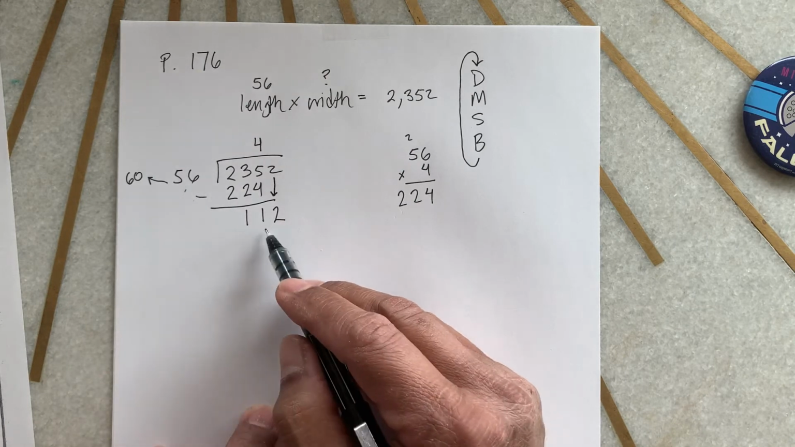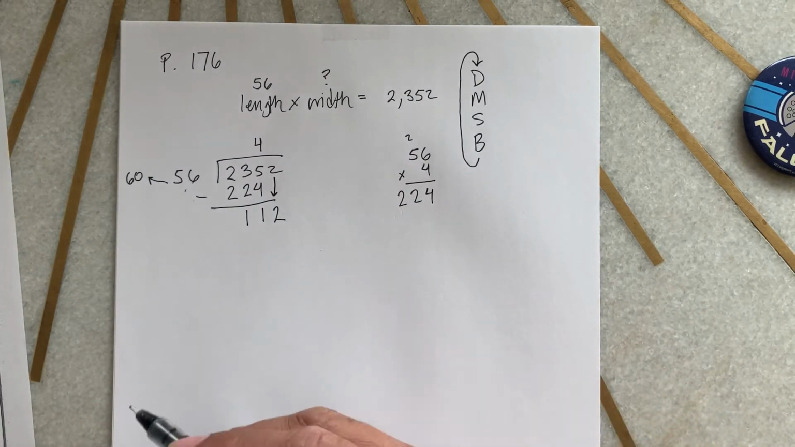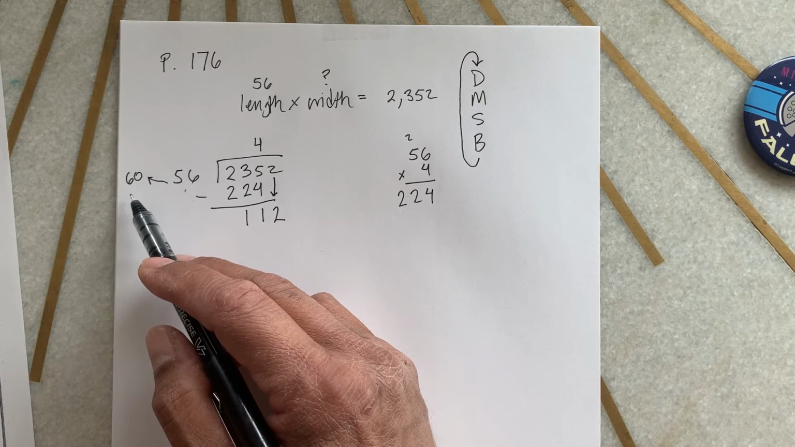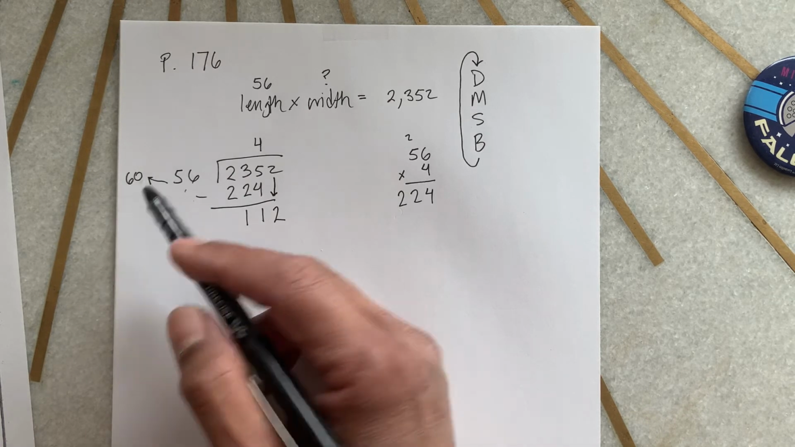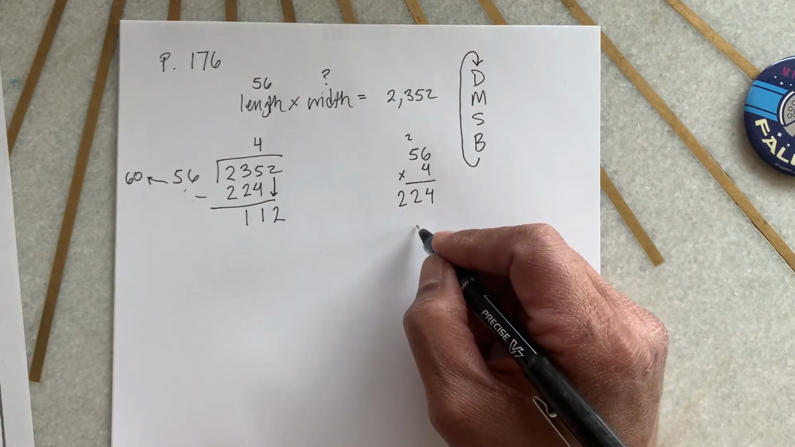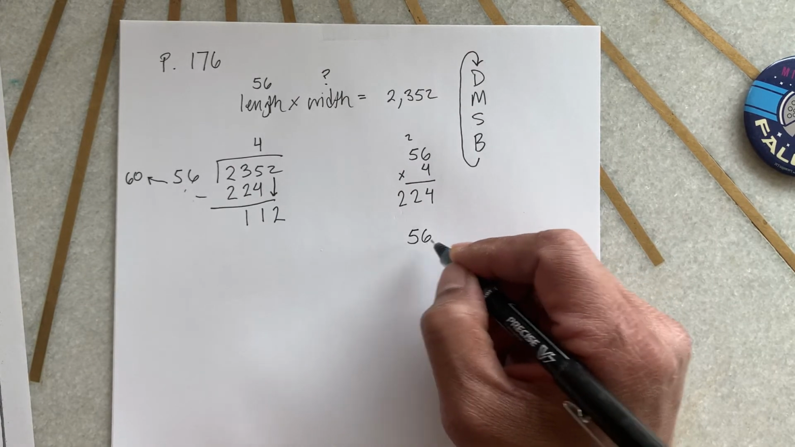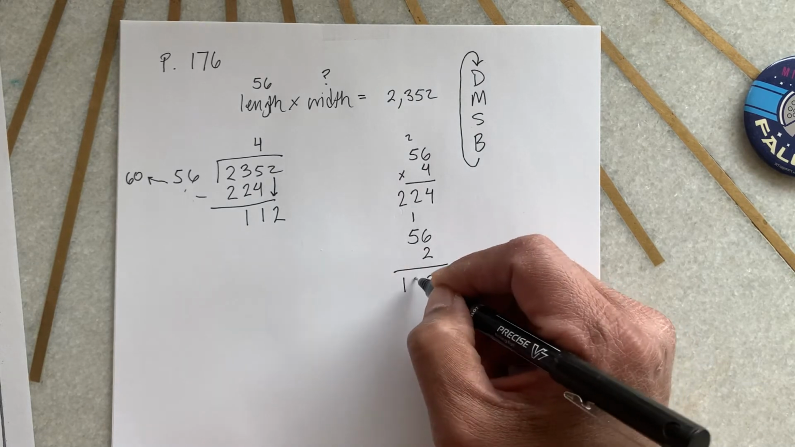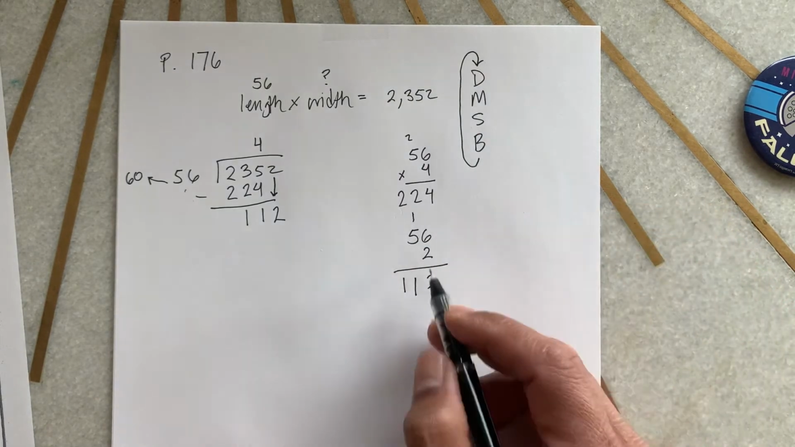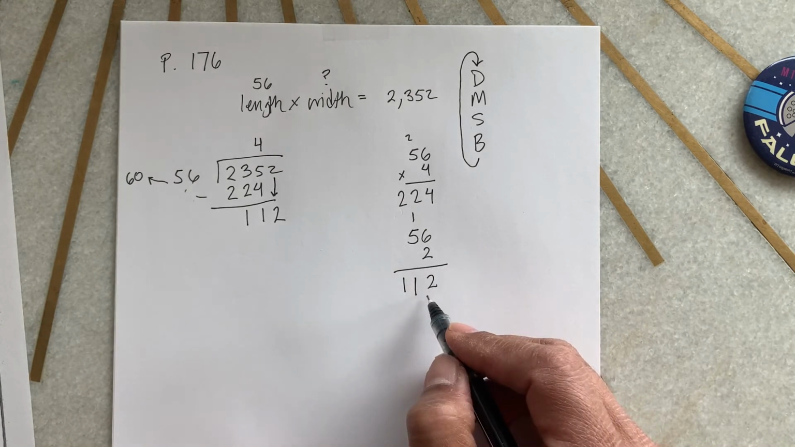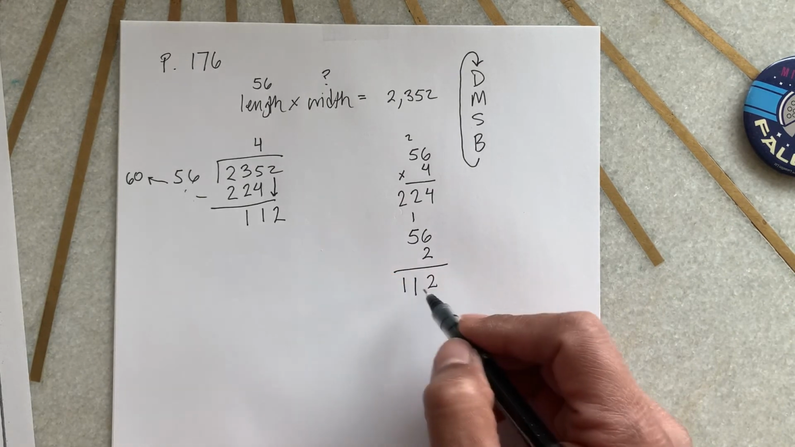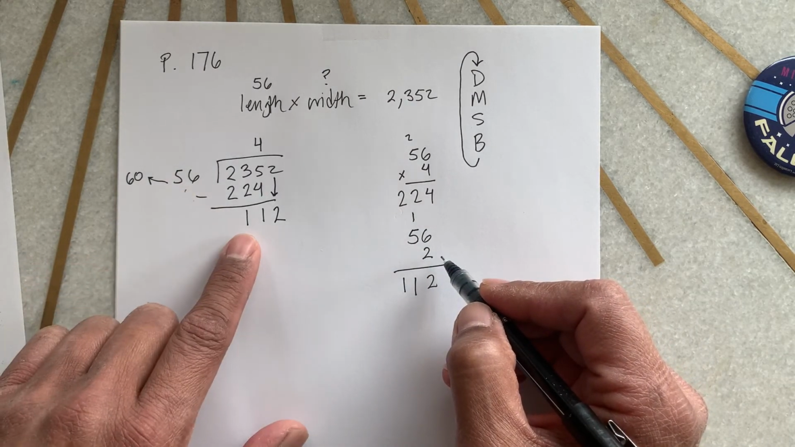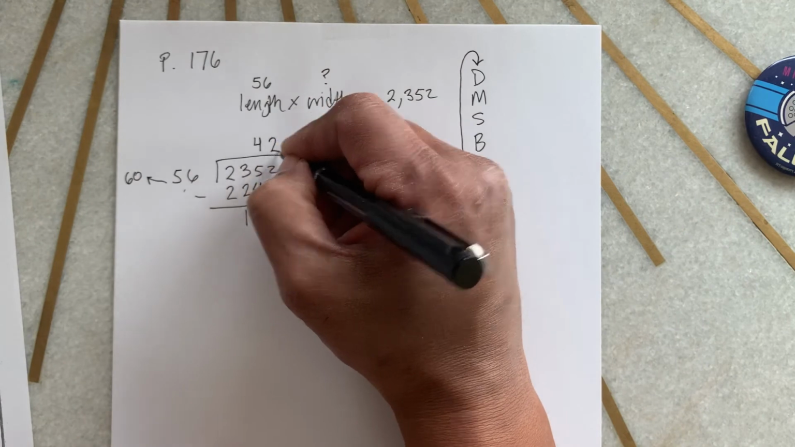56 goes into 112 how many times? Well, again, I can think of 56 as 60, and I know 60 times 2 is 120. And just to make sure, I'm going to check if that works. 56 times 2. And look at that. What do you know? 56 times 2 is exactly 112. My estimate was accurate. And I know that 56 is going to go into 112 2 times.